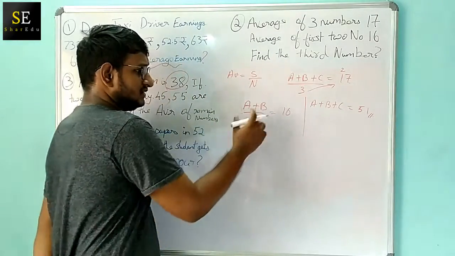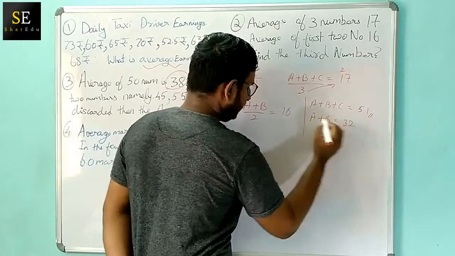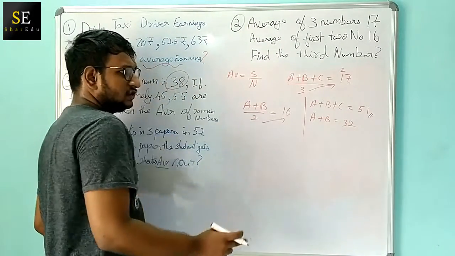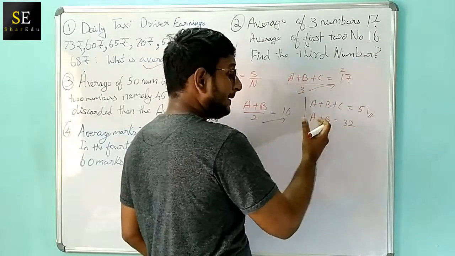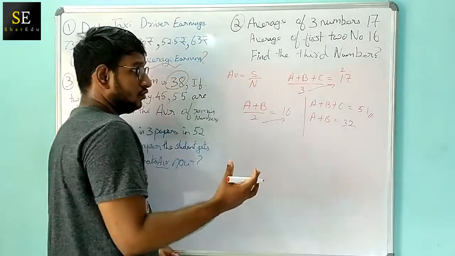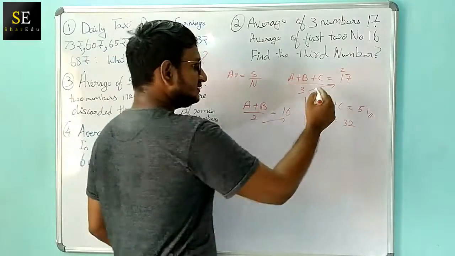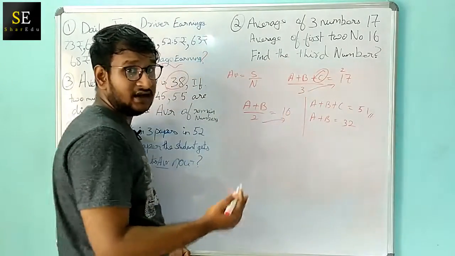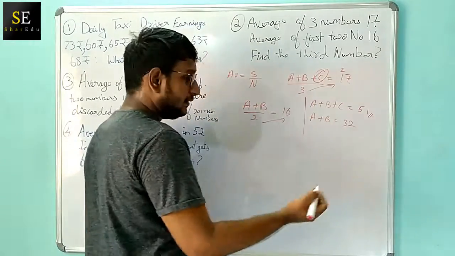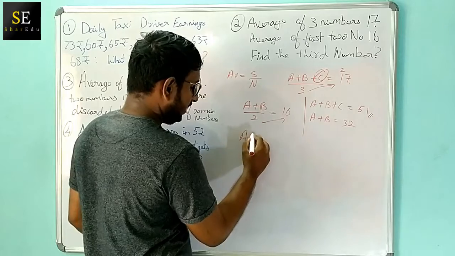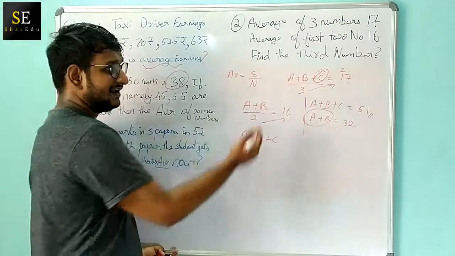Now we are going to see about this. So what will be my A plus B then? A plus B is 32. Why 32? I am again multiplying by 2 over there. So I got A plus B plus C as well as A plus B. Now what they are asking is to find the third number. The third number is C, right? So they are asking us to find the value of C. In order to find the value of C, it is simple: if we subtract A plus B from A plus B plus C, we will get the C value, right?